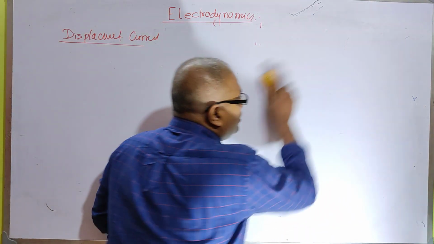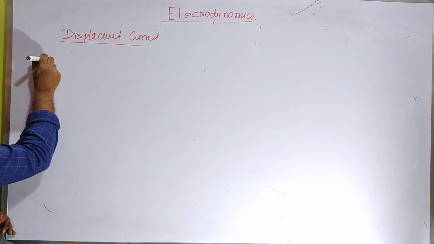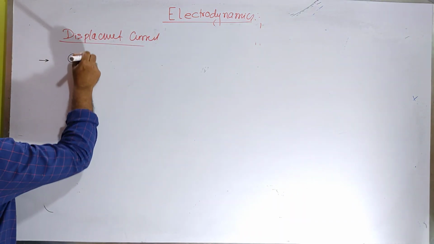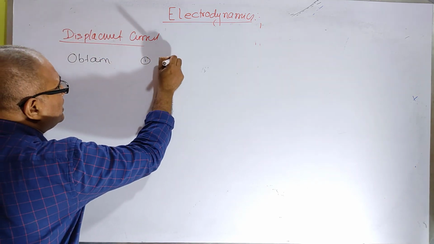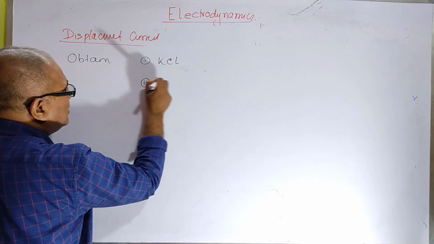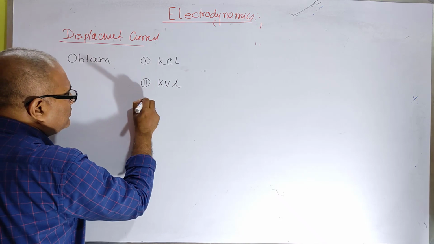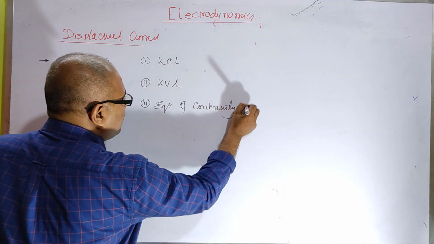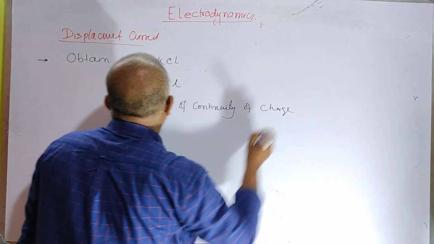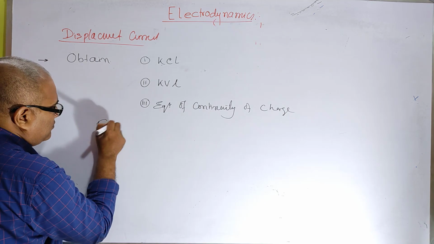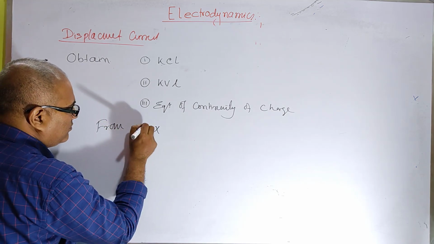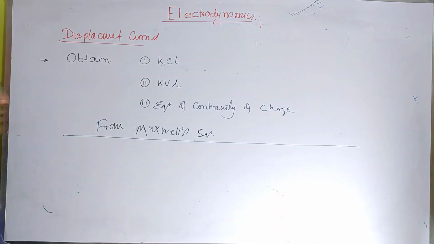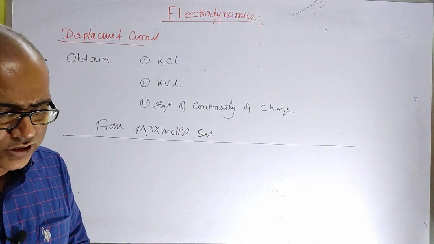Now I am giving you a few homework problems, or some immediate consequences that you can draw from these Maxwell's equations. Obtain KCL, KVL, equation of continuity of charge as a consequence of Maxwell's equations. Try to do it yourself. In our assignment class, this will be solved.